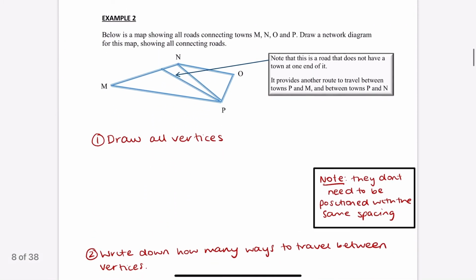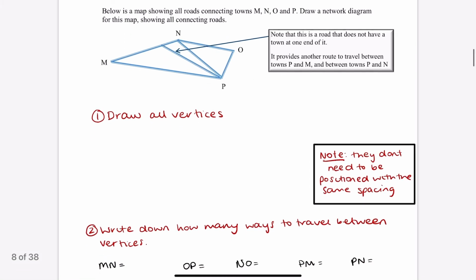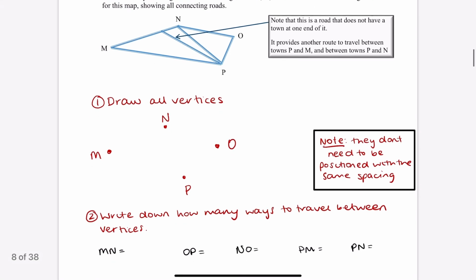So, example 2. Below is a map showing all roads connecting towns M, N, O, and P. Draw a network diagram from this map, showing all connecting roads. So our first step is to draw the vertices like we did before. We have M, N, O, and P. It doesn't matter the orientation of where you put it. Then write down how many ways to travel between vertices, which are your edges.